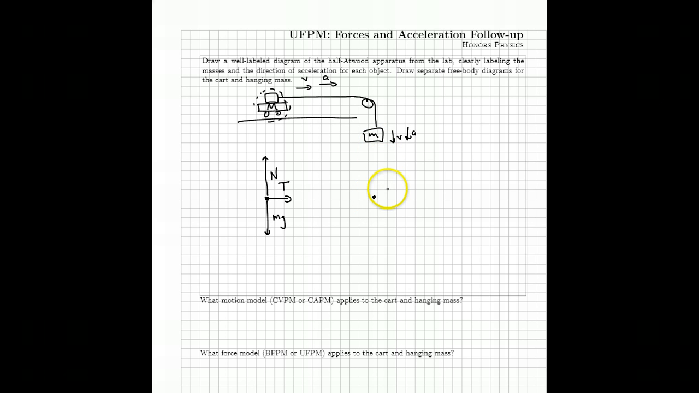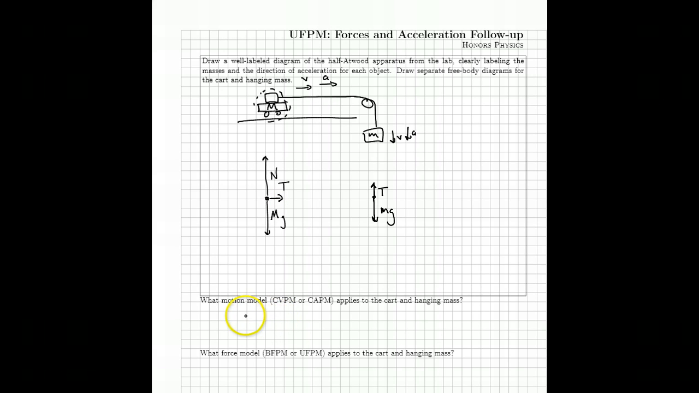For the hanging mass, oops, that's big Mg, not little mg. The hanging mass has a smaller weight because it was smaller than the cart is, but it's accelerating downwards as well, which means it must be unbalanced. This tension must be smaller, so I'm going to go back here and revise this tension, make it a little smaller so that those are equal because it's the same rope.